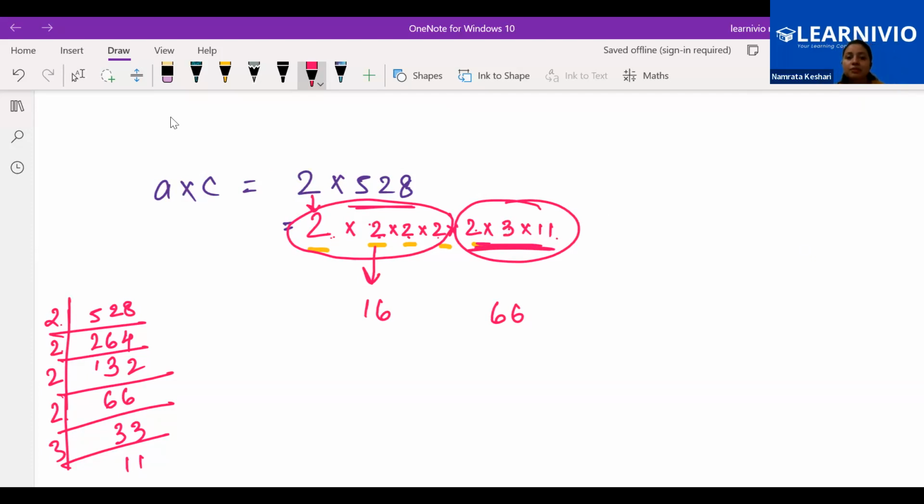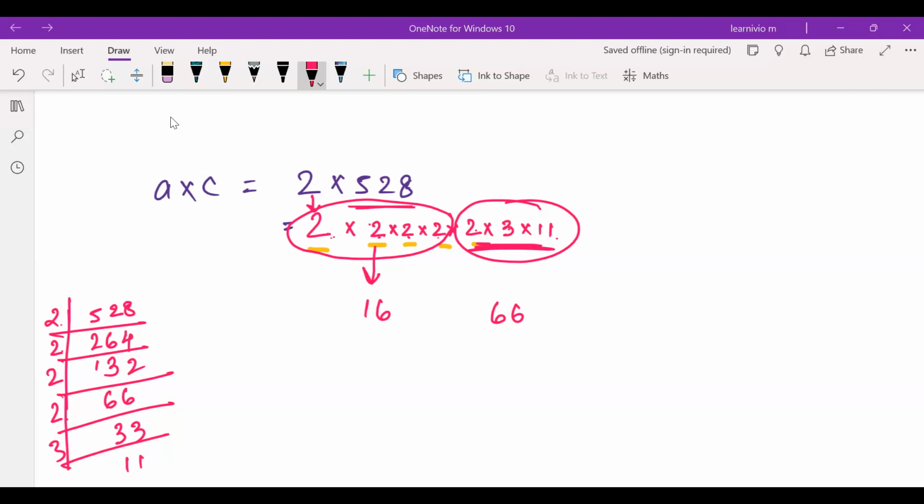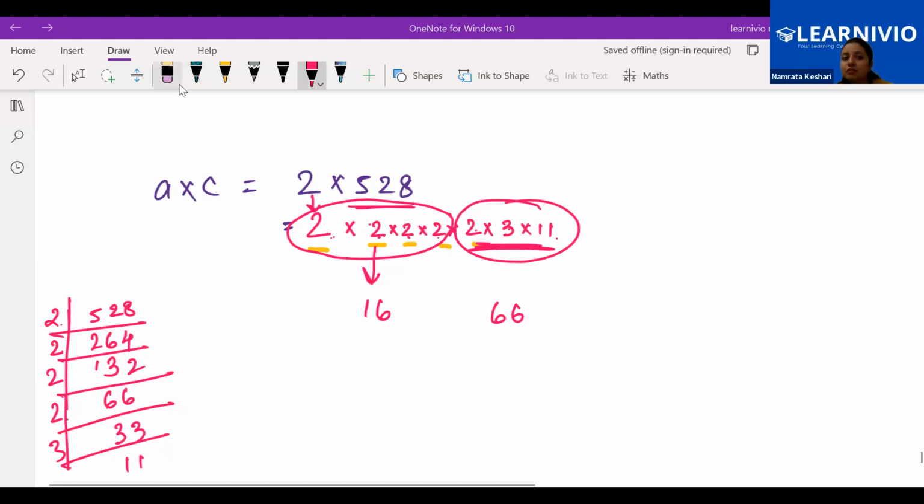So now you must have got the idea of how we have to make the team. Okay, let's do it.